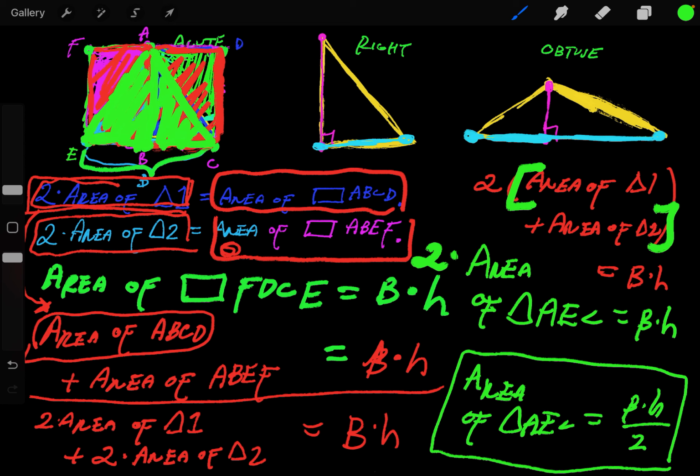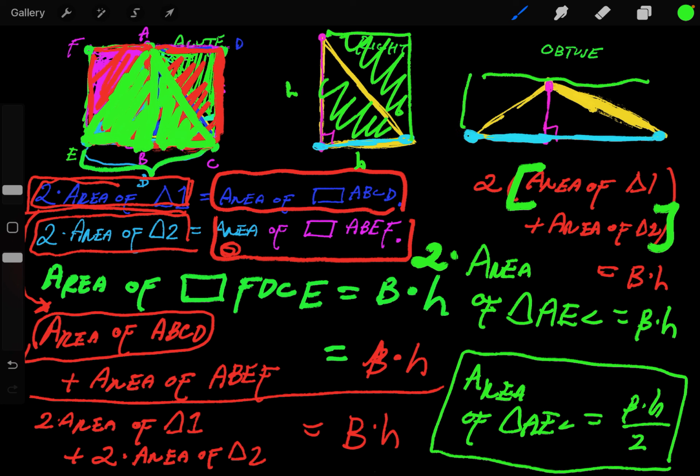And these other cases are similar arguments. You just duplicate this triangle one more time, right? And you can make the same argument. You could say that the area of the rectangle is base times height. And you make a similar argument with this one, you just draw the same picture, and it's the same thing for all three cases here.